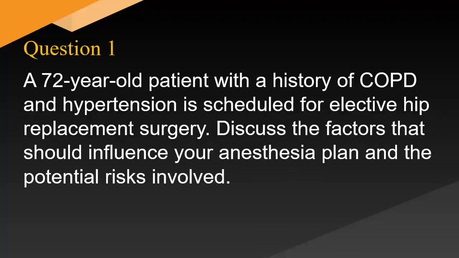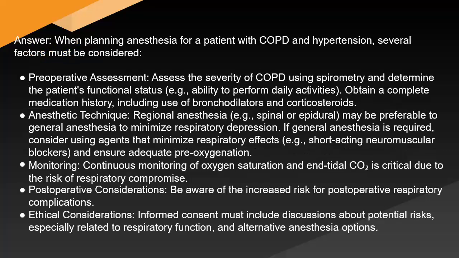A 72-year-old patient with a history of COPD and hypertension is scheduled for elective hip replacement surgery. Discuss the factors that should influence your anesthesia plan and the potential risks involved. Answer: when planning anesthesia for a patient with COPD and hypertension, several factors must be considered.